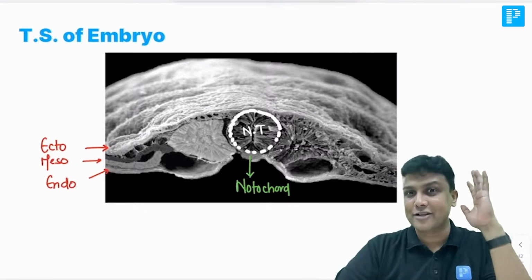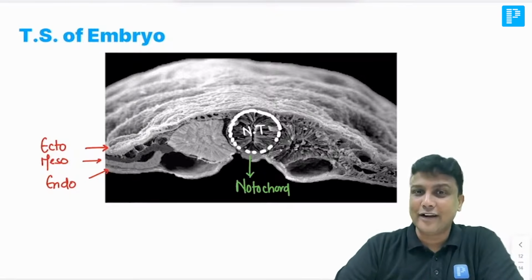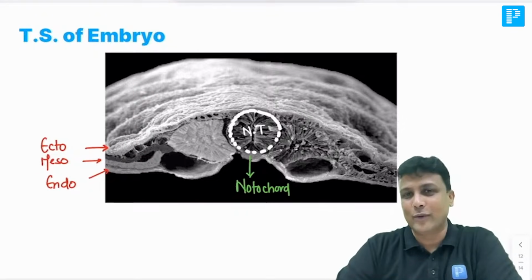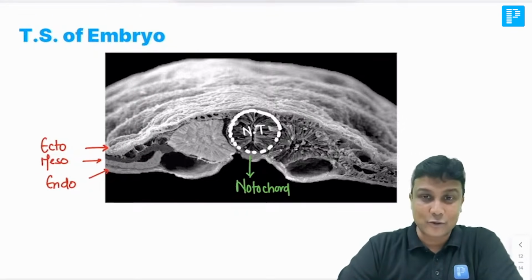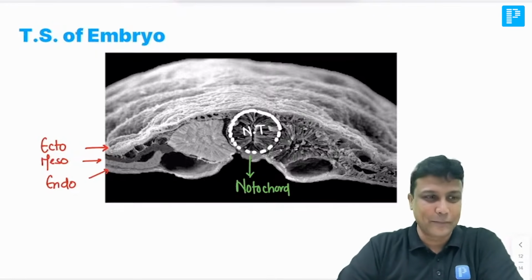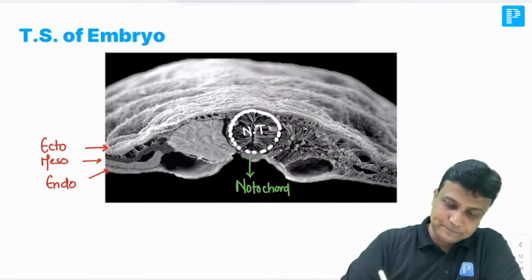So what did I tell you in the very beginning of the class? I told you that after the third week, what is going to happen? Systemic embryology will begin. So in systemic embryology, I'll teach you how the neural tube forms above the notochord. We will study that in central nervous system embryology, in the systems, okay? Perfectly fine, our planning.